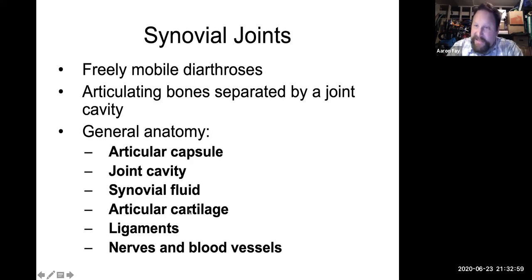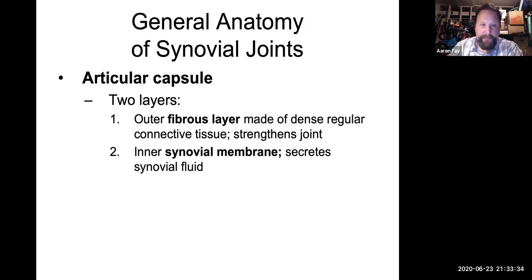We will have articular cartilage. We talked about this before in our introductory chapter to bone. Articular cartilage is a layer of hyaline cartilage at the epiphyses of the articulating bones. Two bones come together, where they touch, they will be covered with articular cartilage, which happens to be hyaline cartilage. Synovial joints will also have ligaments attaching the two bones together. Dense, regular connective tissue connecting bone to bone. And of course, you're going to have nerves and blood vessels innervating these joints.